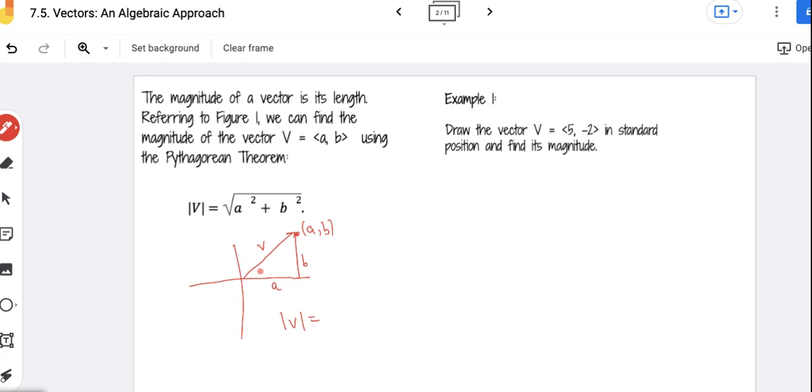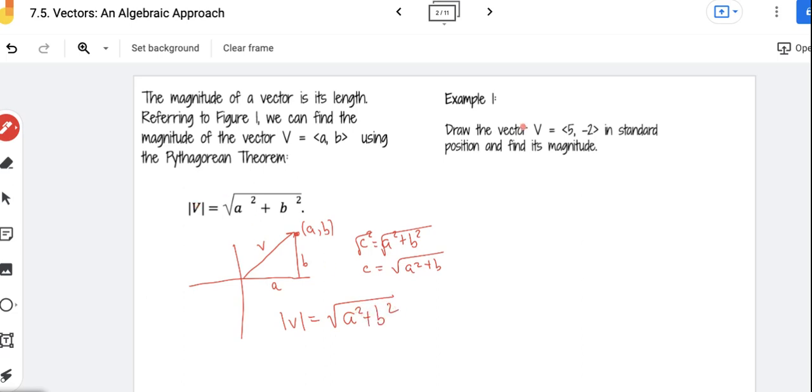And so we would find the length of v by doing a squared plus b squared. C squared would equal a squared plus b squared, and then we would take the square root. So c, which is the vector length, would be the square root of a squared plus b squared. All right, and that's all that is.